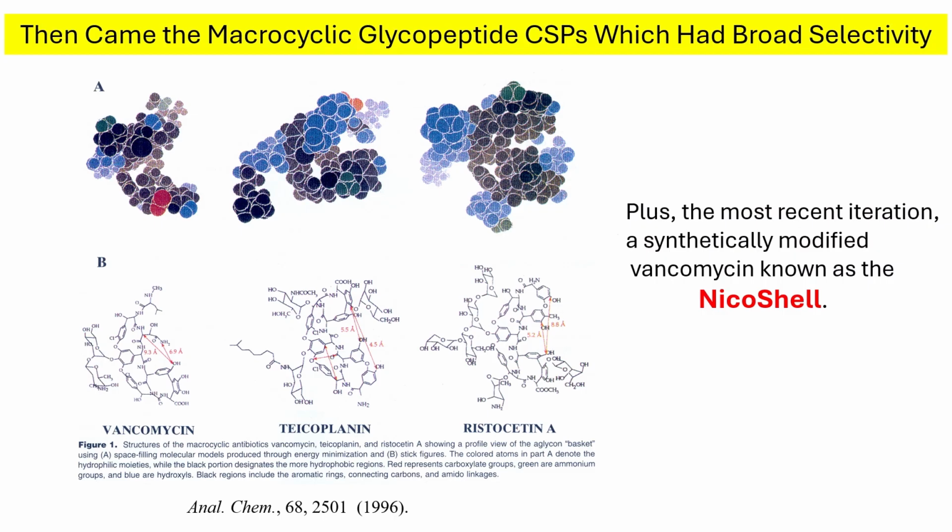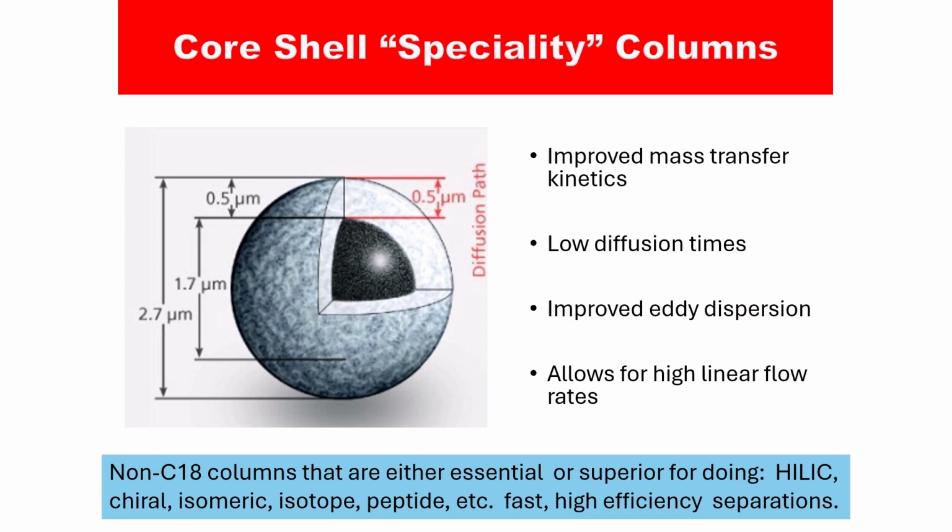Then the big change came, the macrocyclic glycopeptide chiral stationary phases, which have very broad selectivity. The original vancomycin column, shown structurally on your left, was synthetically modified to become a superb chiral stationary phase for nicotine, and it was even given the name Nicoshell because of this, even though it separated far more than nicotine and nicotinoids. Plus, it was a core shell column, so it got very high efficiency, very low retention times, beautiful chromatography.